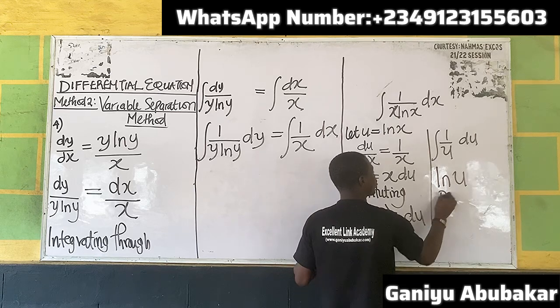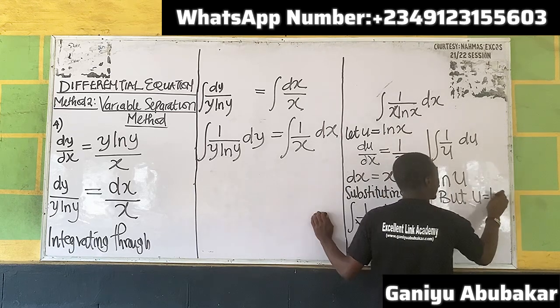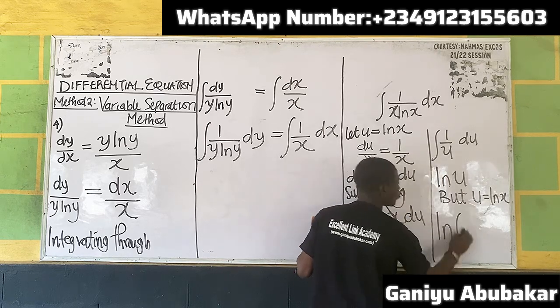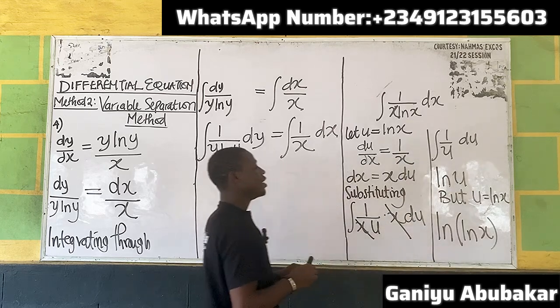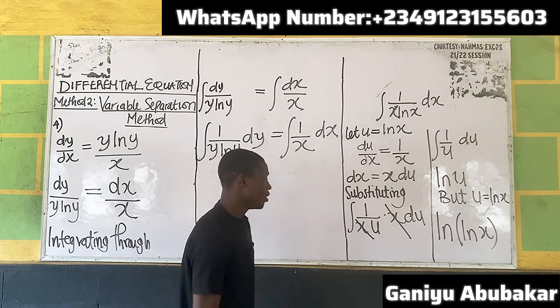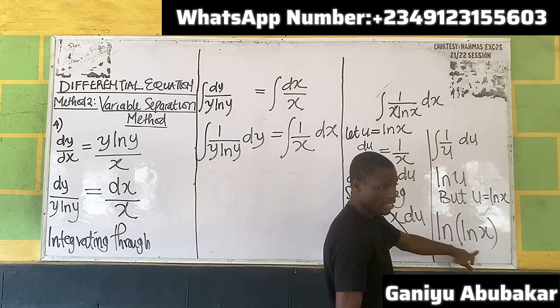But what's u? U is ln x. So my answer gives you ln of u, which is ln of ln x. This is called ln of ln x. So my answer after integrating this is this.